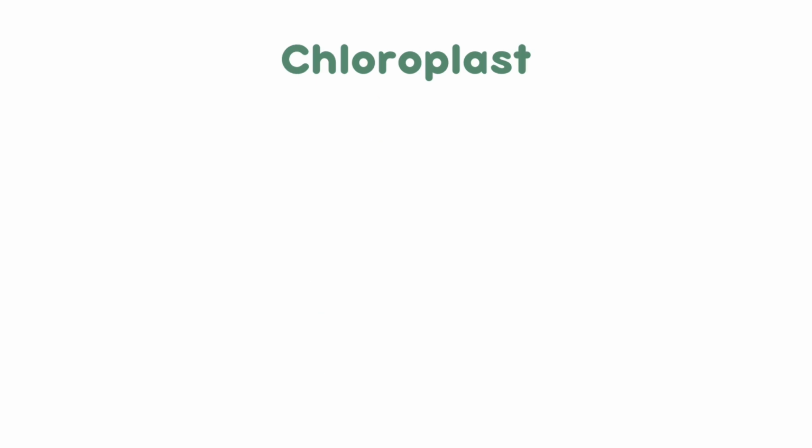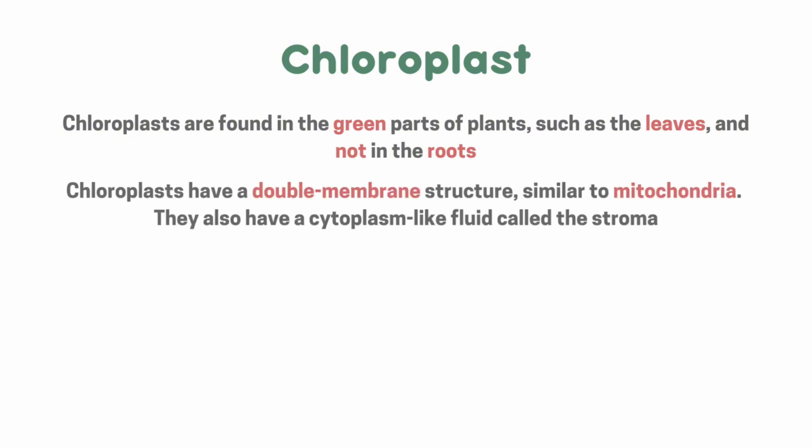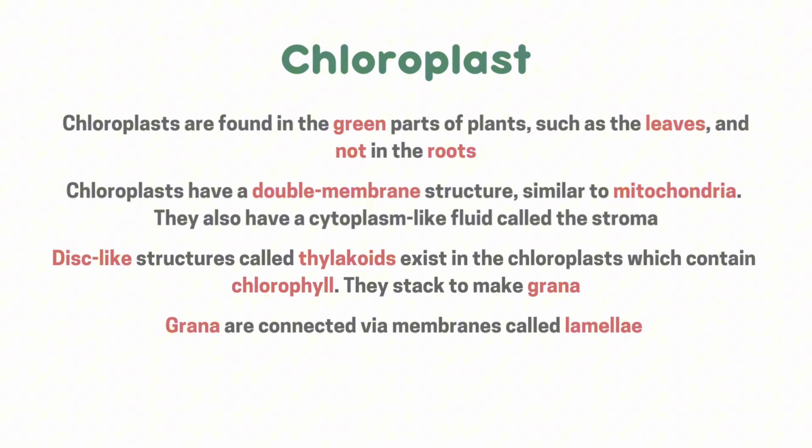And lastly, we're on to the chloroplast. Chloroplasts are found in the green parts of plants, such as the leaves, and not in the roots. Chloroplasts have a double membrane structure similar to mitochondria. They also have a cytoplasm-like fluid called the stroma. Disc-like structures called thylakoids exist in the chloroplast, which contain chlorophyll. They stack to make grana. Grana are connected via membranes called lamellae.